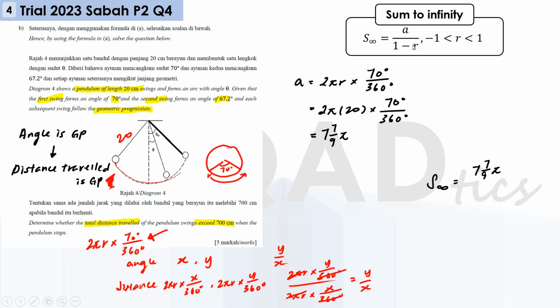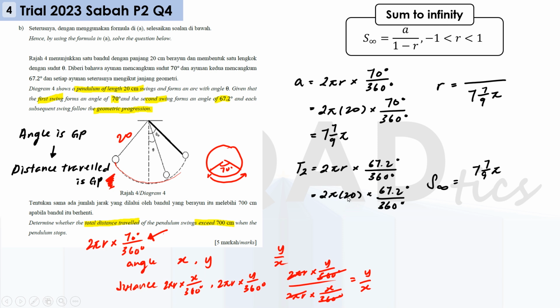Okay, then for our R, we need to find the next value, right? Because it is the second term divided by the first term. First term is this one. Okay, so we need to find the second term. So here 2 pi r multiply with 67.2 this time. Right? And then r is 20, then you'll get this value. So I'm going to put this value here to find the value of R, which is 34 over 25.